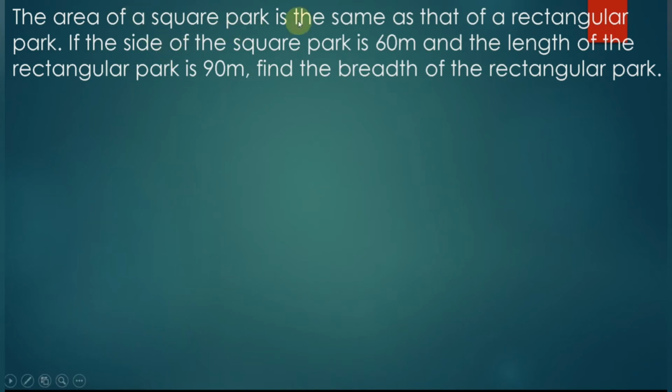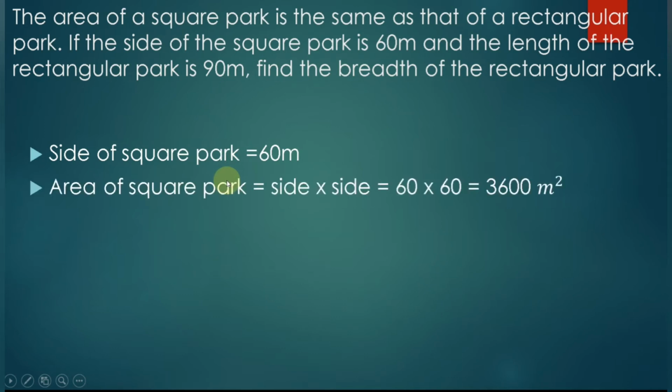The area of a square park is same as that of a rectangular park. If the side of the square park is 60 meter and the length of the rectangular park is 90 meter, find the breadth of the rectangular park. Now area of the square park is equal to the area of the rectangular park, and the square park side is given. So let us find out the area of the square park. So side of the square park is 60. Now we can calculate the area.